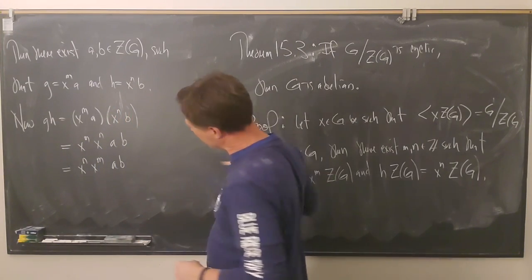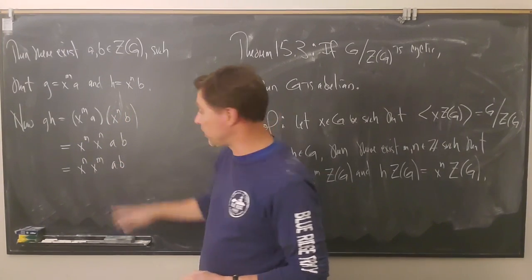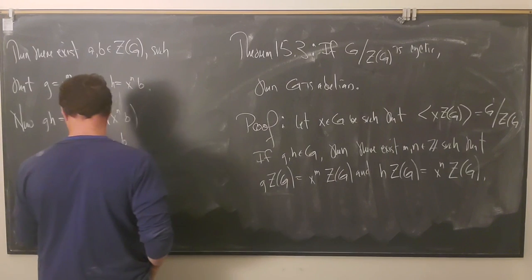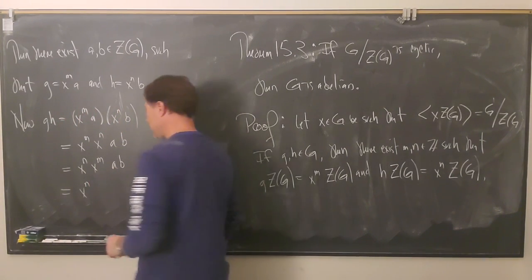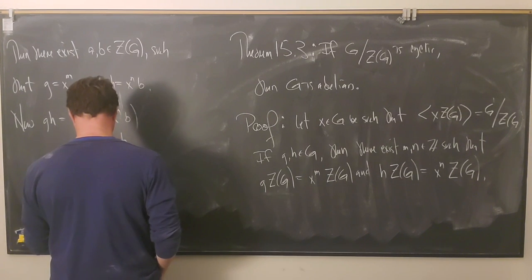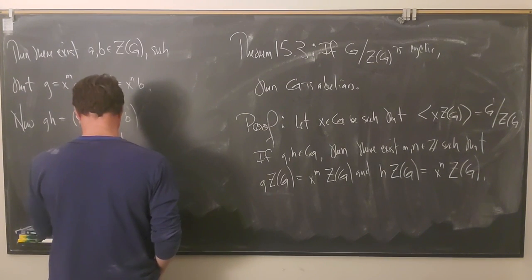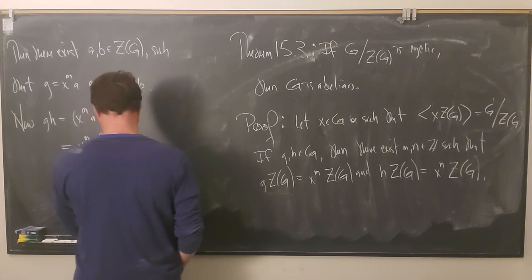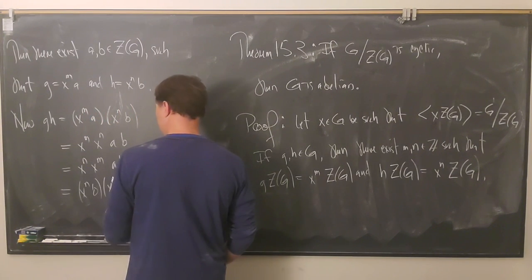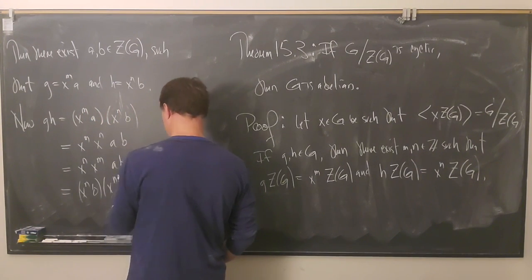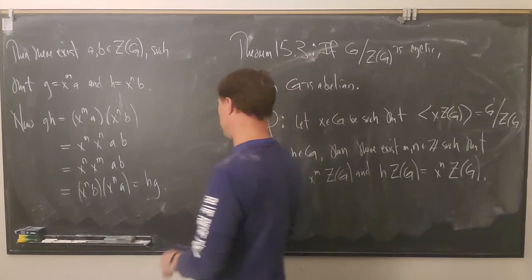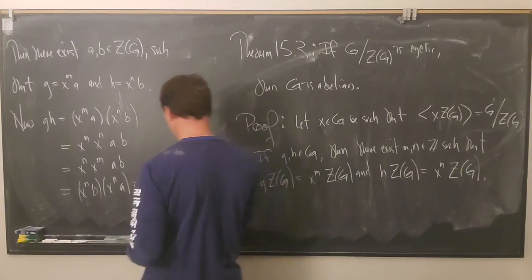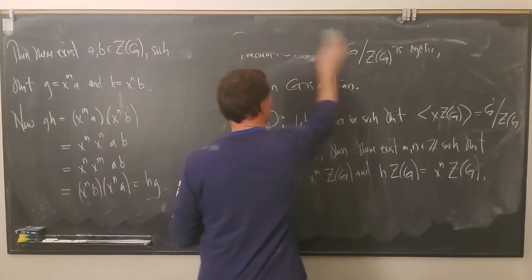And now I want to push the b through, and I can do so because it is in the center. It'll interchange with a, and it'll interchange with x^m. So it'll be x^n b times x^m a. And that's equal to hg, right? Therefore, our group is abelian. Well, let me write a concluding sentence here.